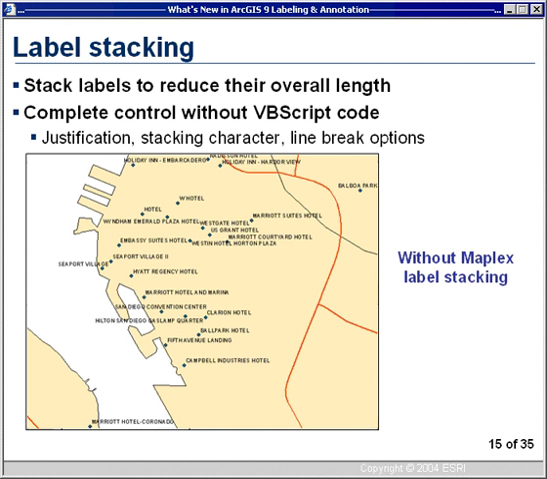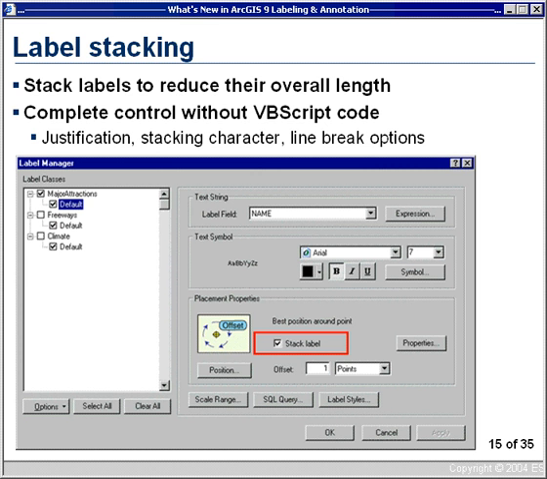So here in the slide, again, we're looking at some data of San Diego, Coronado Island. You see the point features, and they are being labeled, but on one line. The labels are quite long in some circumstances. This is without the Maplex label stacking functionality.